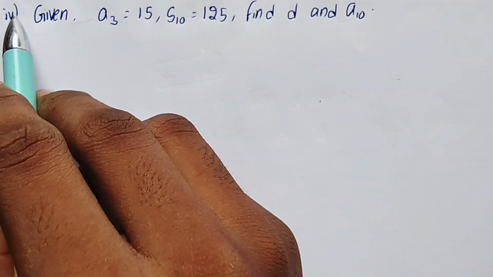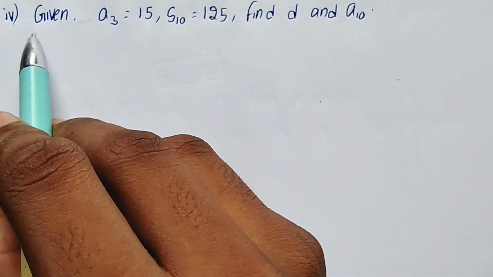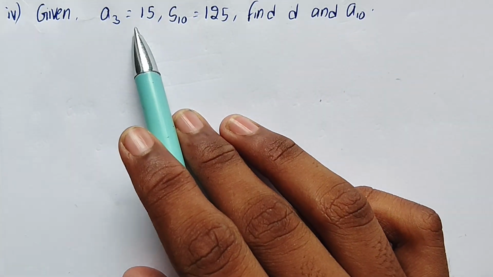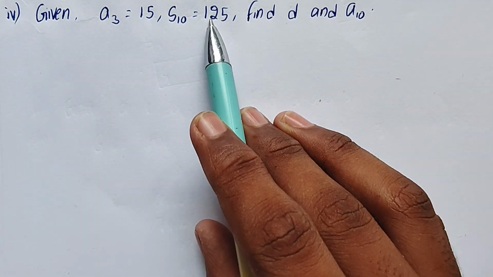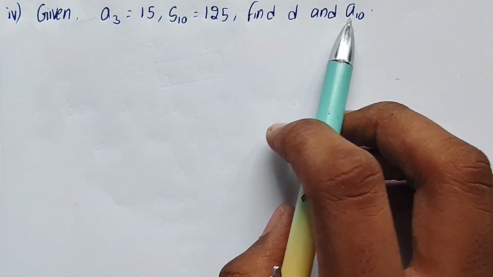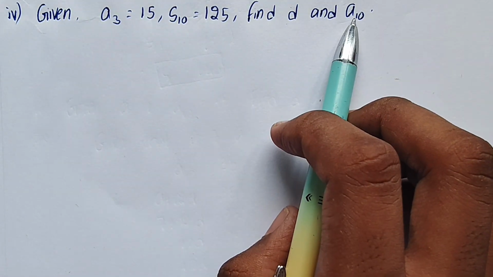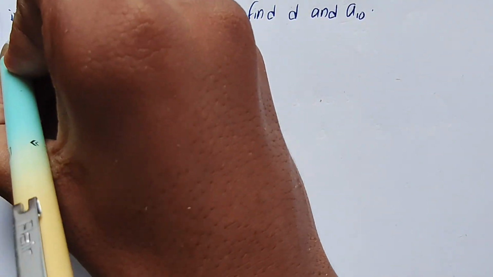So this is the fourth question in this third Roman. Here the given question is: A3 equals 15, meaning the third term of the AP is 15, and the sum of 10 terms of the AP is 125. He asked us to find the value of d, the common difference, and A10, the 10th term. So let us solve it.